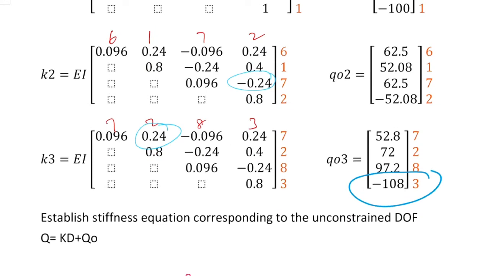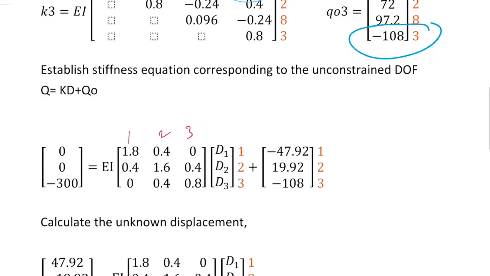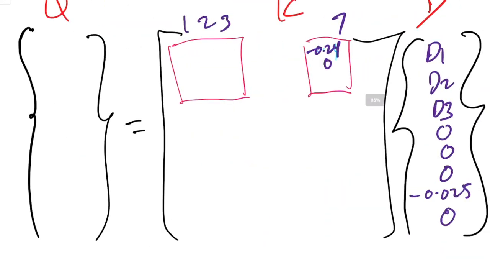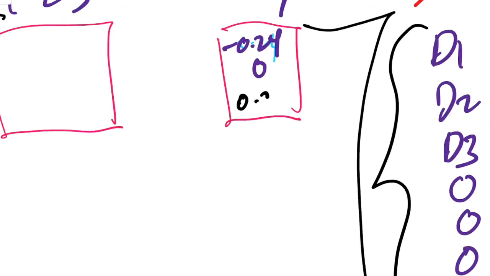So what is the value? We check. 73 is 0.24, so 37 is 0.24. So we have to put 0.24 here.